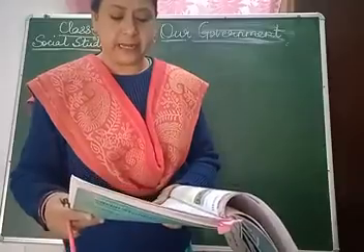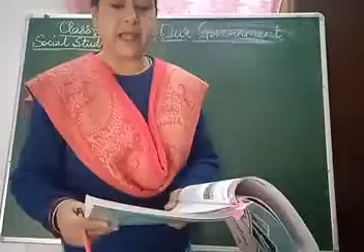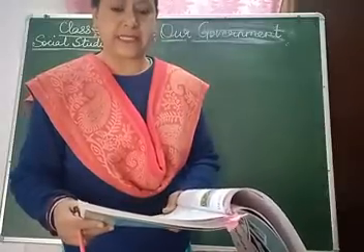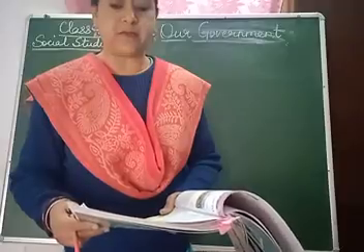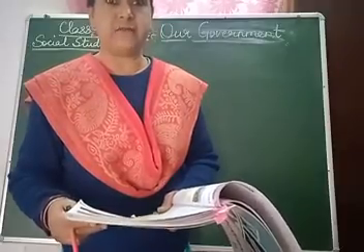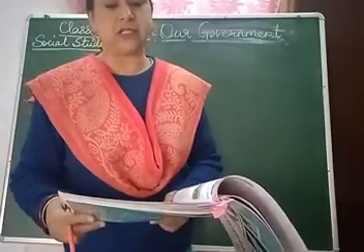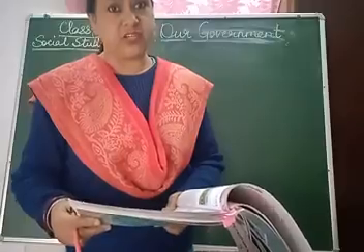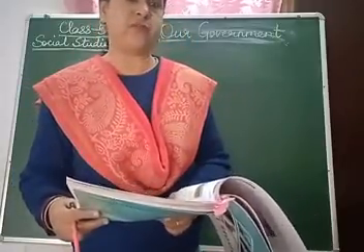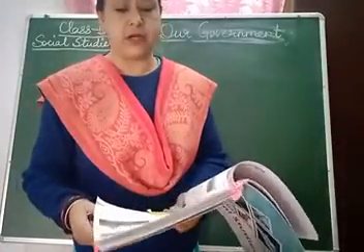MLAs are elected for a 5-year term. The governor, who is the highest authority in the state, is appointed by the president. He appoints the leader of the majority party in the legislative assembly as chief minister. The chief minister chooses his council of ministers. Children, who is the chief minister of our state? Please find it out and let me know.